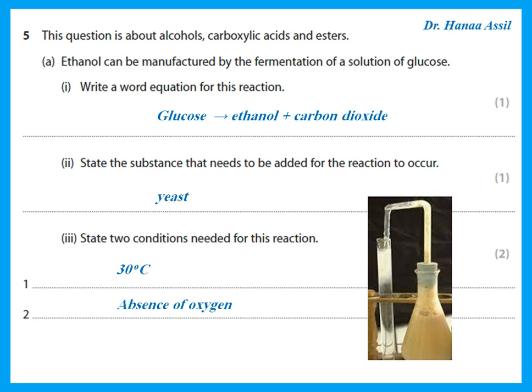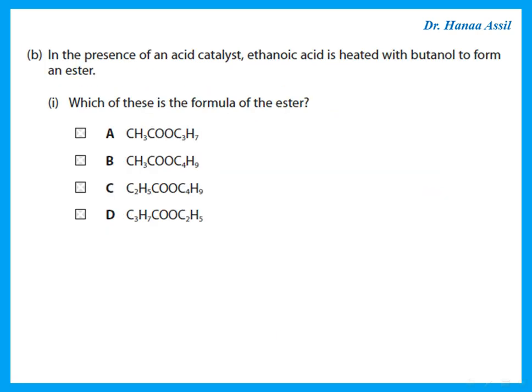And this is what we call anaerobic respiration. Anaerobic respiration means I need to do it in the absence of oxygen. I do not allow oxygen to go into the reaction. If I allow oxygen to go into the reaction, then I don't get ethanol, I get ethanoic acid.